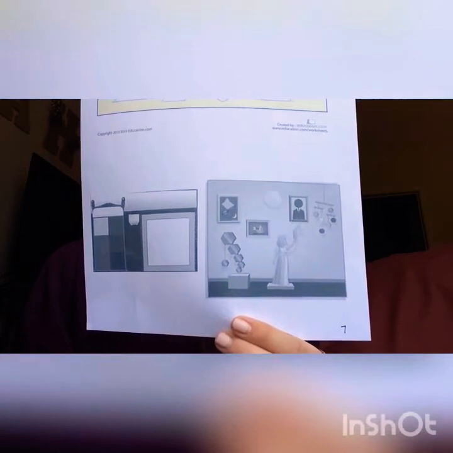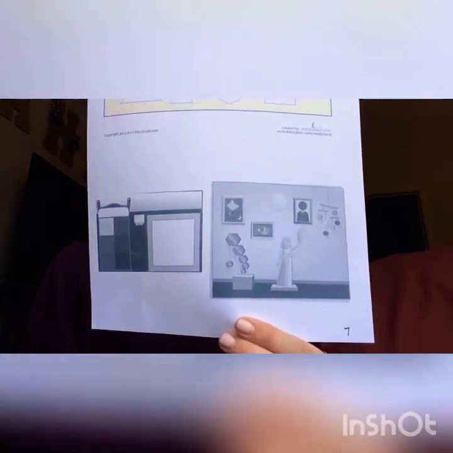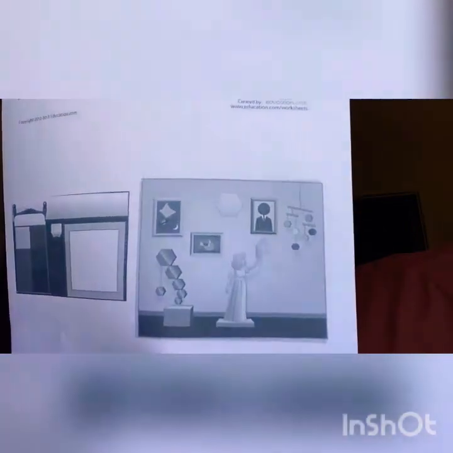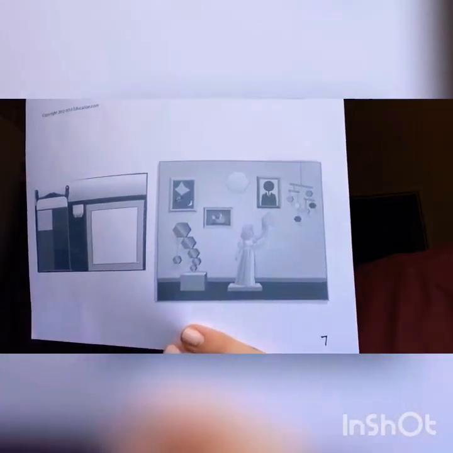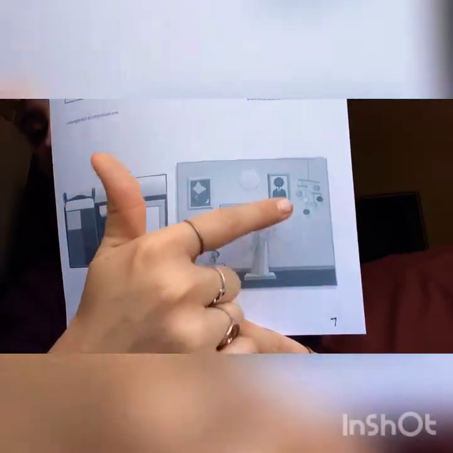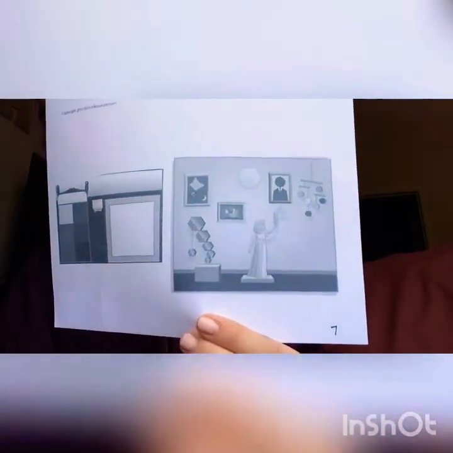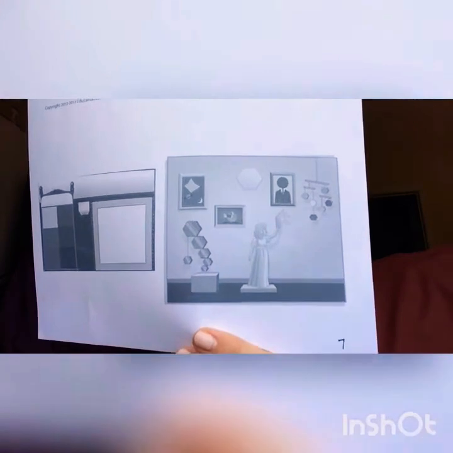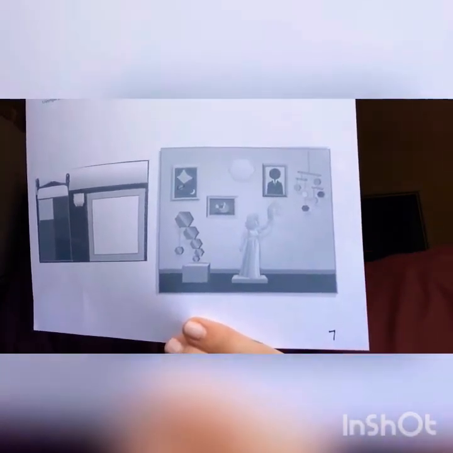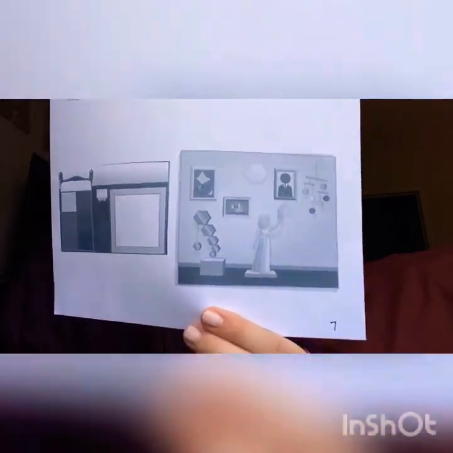Emily wants to buy art that has 6-sided shapes on it. What I want you to do is draw a circle around any of these pieces of artwork that Emily could buy because it has 6-sided shapes on it. So you're going to look for any piece of artwork that has 6-sided shapes in the artwork.